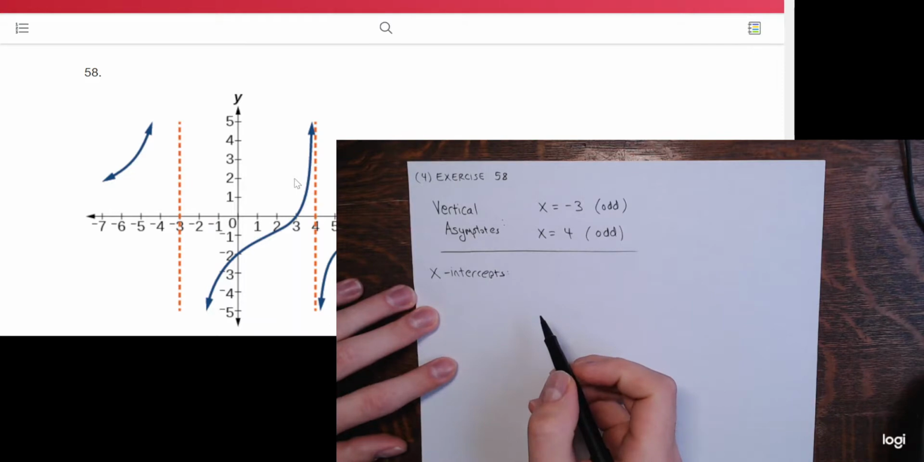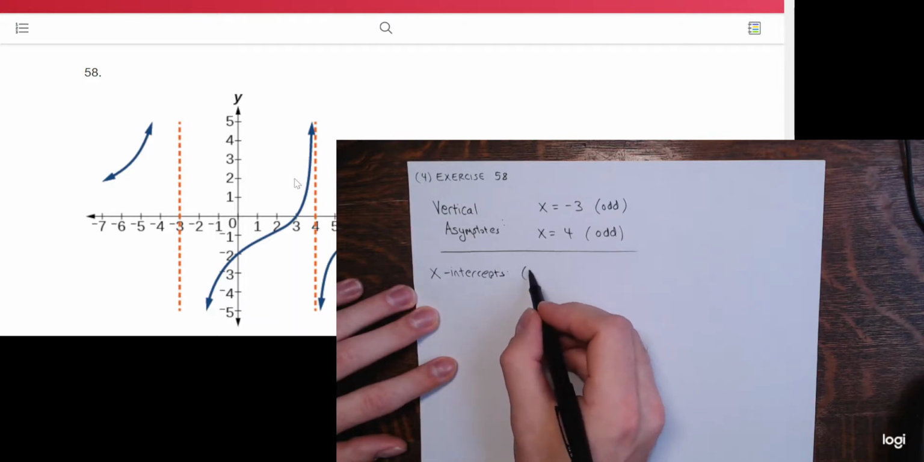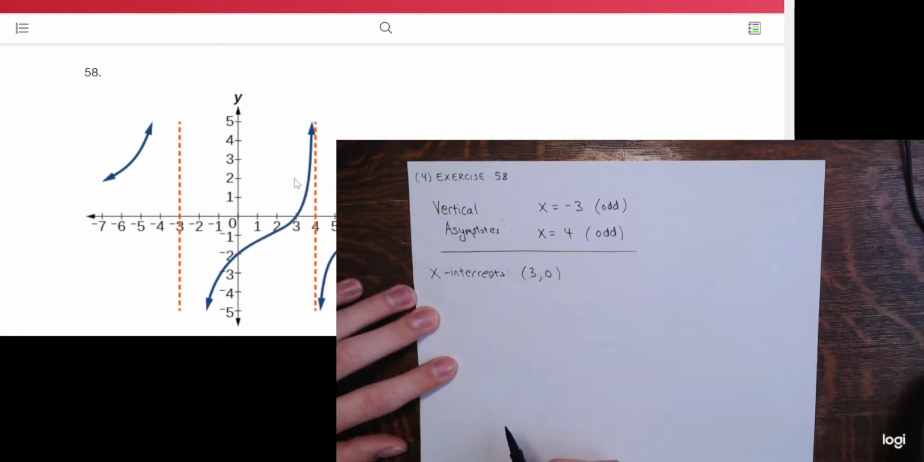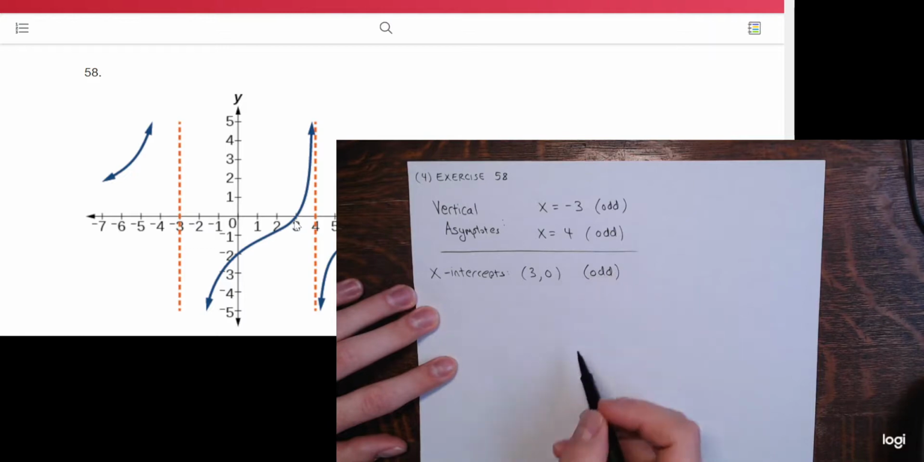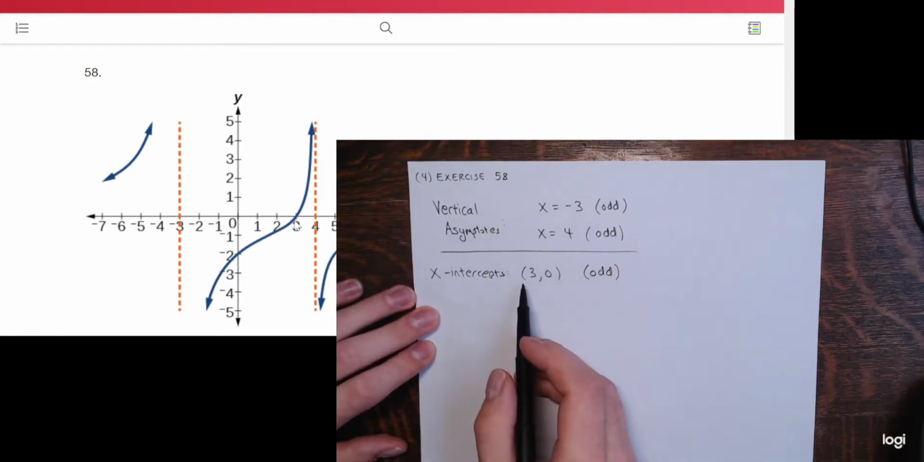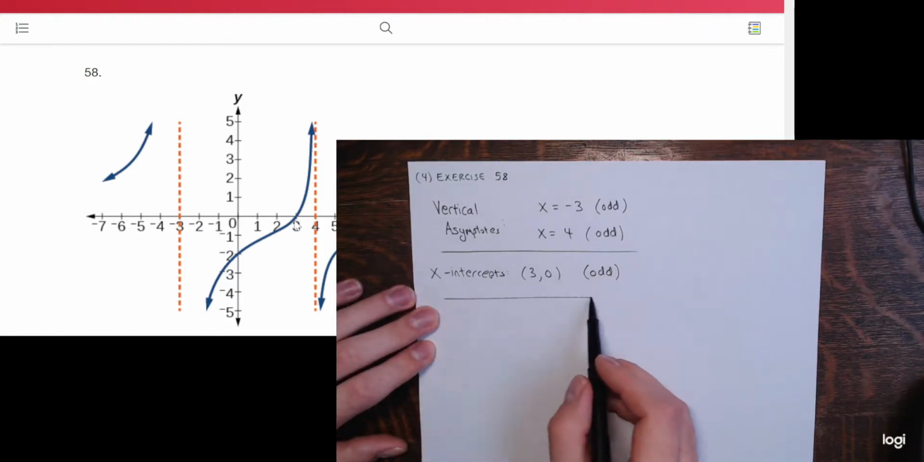Looks like the only x-intercept here is 3, 0. Right, at x equals 3. And you see how the graph crosses straight over? It crosses the x-axis. So again, we're going to have an odd power, an odd multiplicity on that. And this will be x minus 3 in the numerator. And that's it for the x-intercepts.